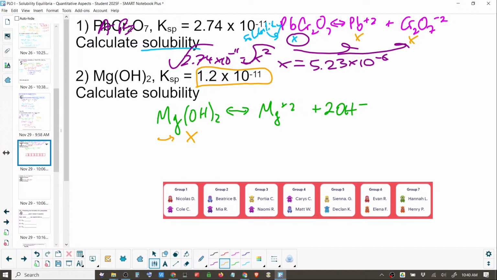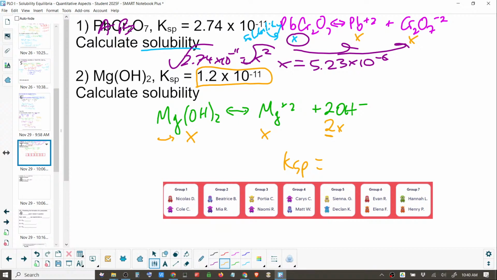Then x, x squared. That would be x. What would this be? You've never done x squared with stoichiometry. What would this be? 2x. And then we plug it in. If you plug it in, do you get x cubed? No, you haven't accounted for that.